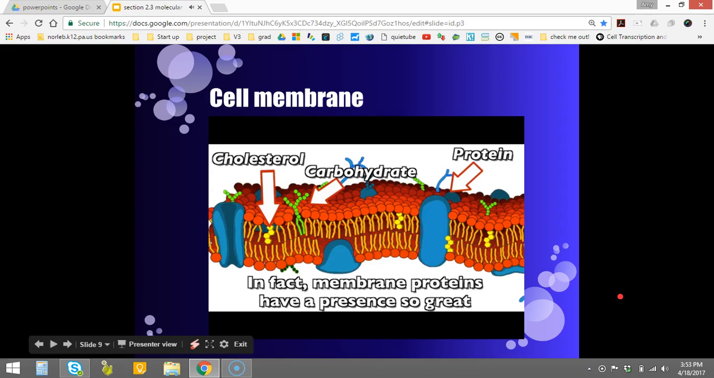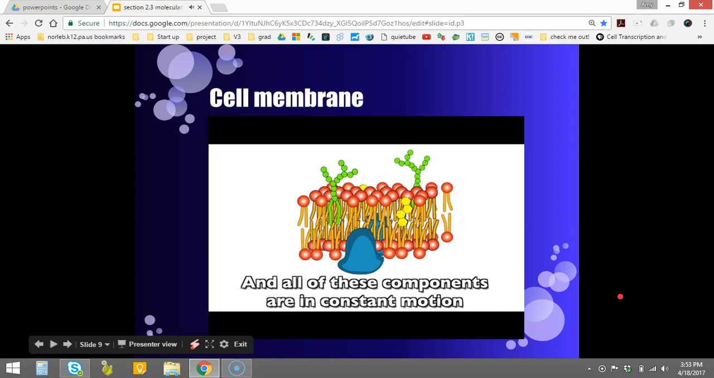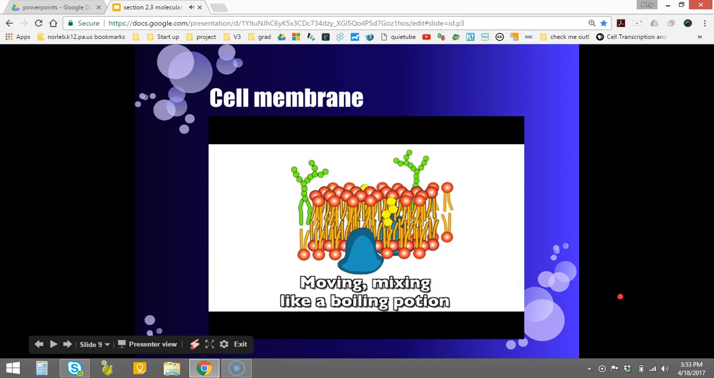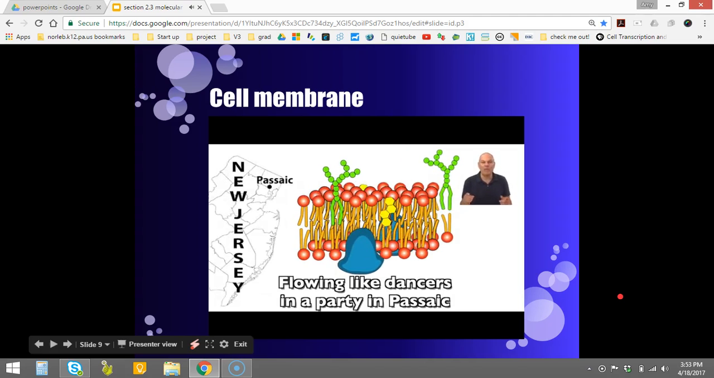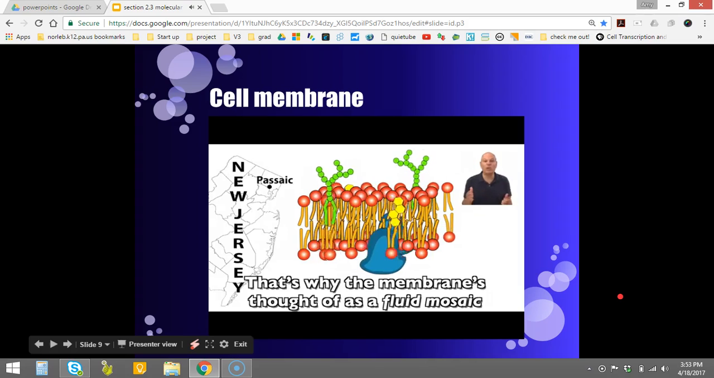In fact, membrane proteins have a presence so great they often exceed the phospholipids by weight. And all of these components are in constant motion, moving, mixing like a boiling potion, flowing like dancers in a party in Passaic. That's why the membrane thought of as a fluid mosaic.